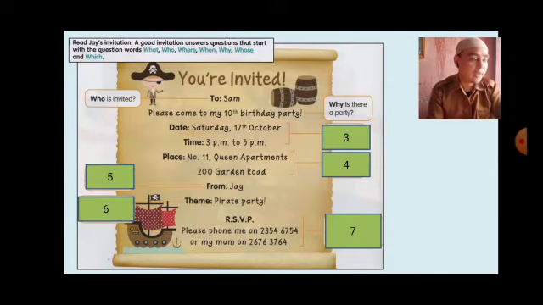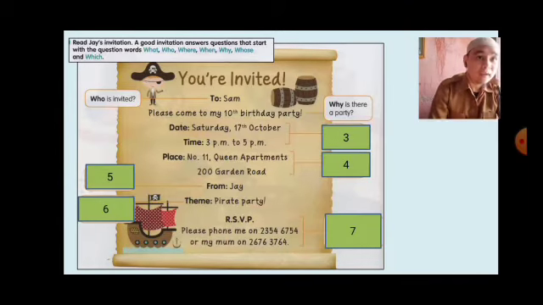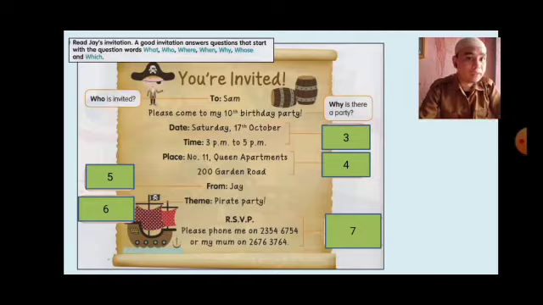Why is there a party? So the question now asks with the question word why. Why is there a party? So the answer for this question is because it's my 10th birthday party. You're going to have an idea later why we discuss this question. So let's move to the third part.